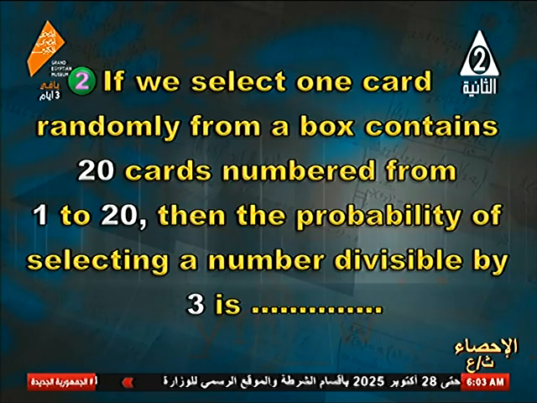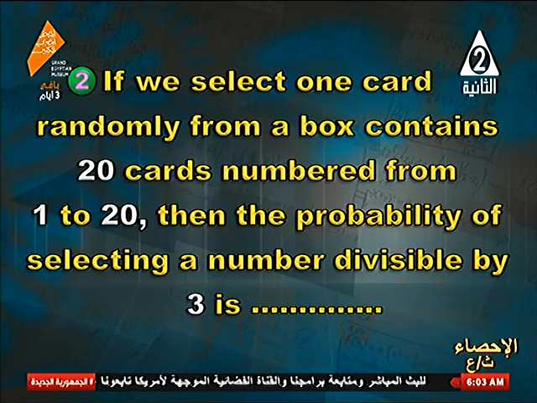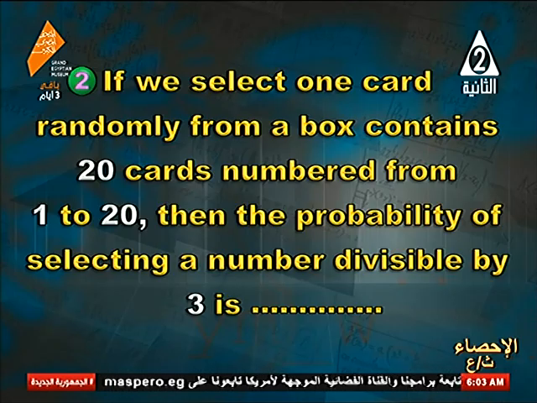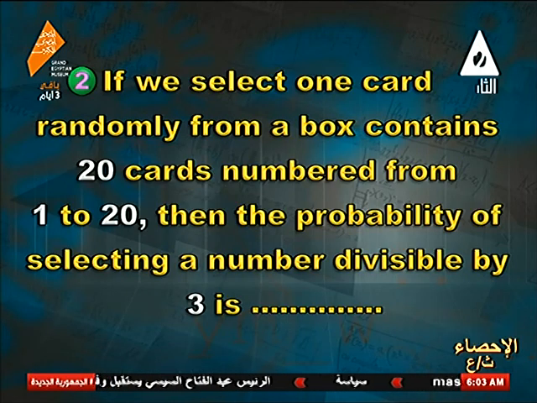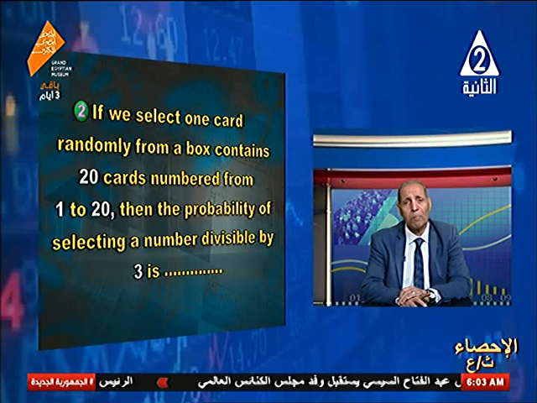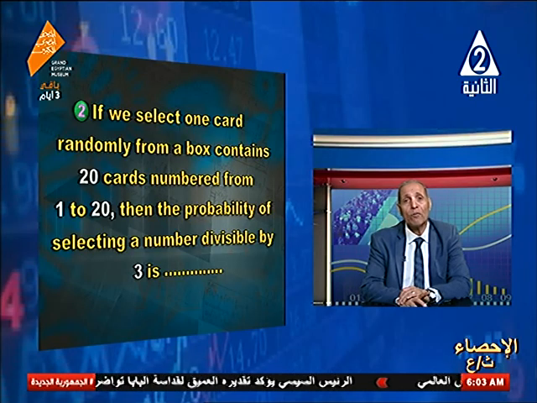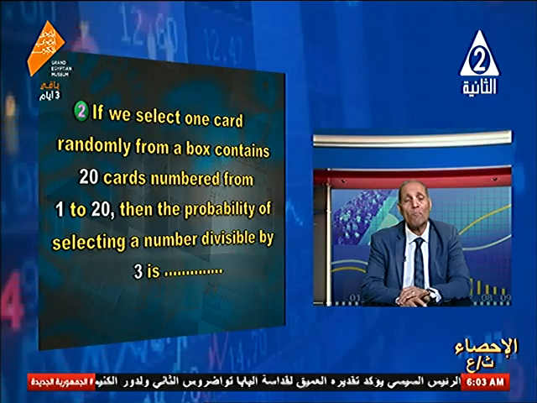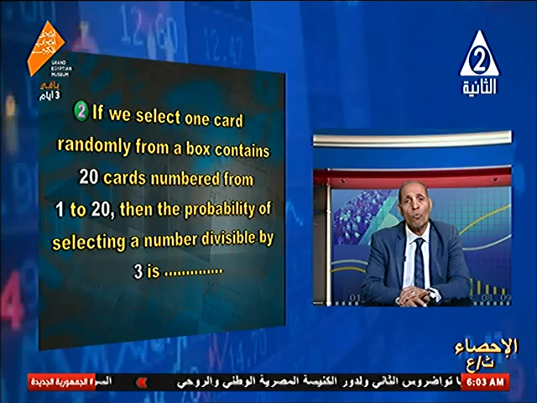If we select one card randomly from a box containing 20 cards numbered from 1 to 20, what is the required probability of selecting a number divisible by 3? At the first, what do you mean by probability, my dear student? Probability is the required over the total number. We have 20 cards written from 1 to 20. These cards, what is the probability?